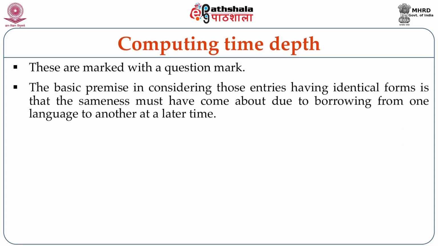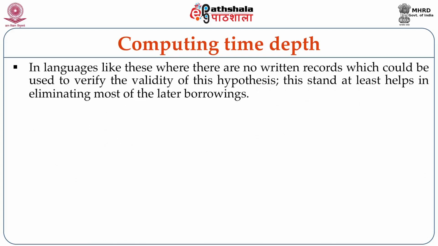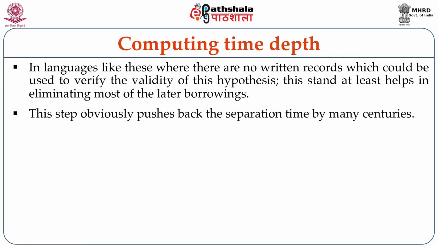The basic premise in considering those entries having identical forms is that the sameness must have come about due to borrowing from one language to another at a later time. So they have been treated as non-cognates. A number has been given. In languages like these, where there are no written records which could be used to verify the validity of this hypothesis, this stand at least helps in eliminating most of the later borrowings. This step obviously pushes back the separation time by many centuries.